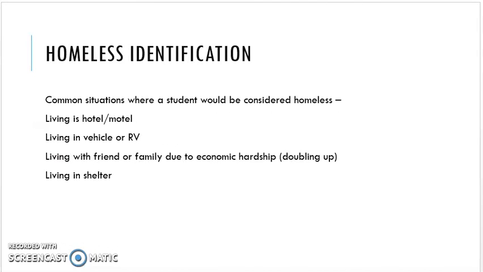In easier terms, probably the most common situations in our school setting might be families living in a hotel or motel, possibly living in an RV, even if that's where they are choosing to live and they would not consider themselves homeless. By these terms and definitions, they would be considered homeless. We also see a lot of families who end up living with a friend or family member due to economic hardship, so we consider that doubling up, or living in a shelter.